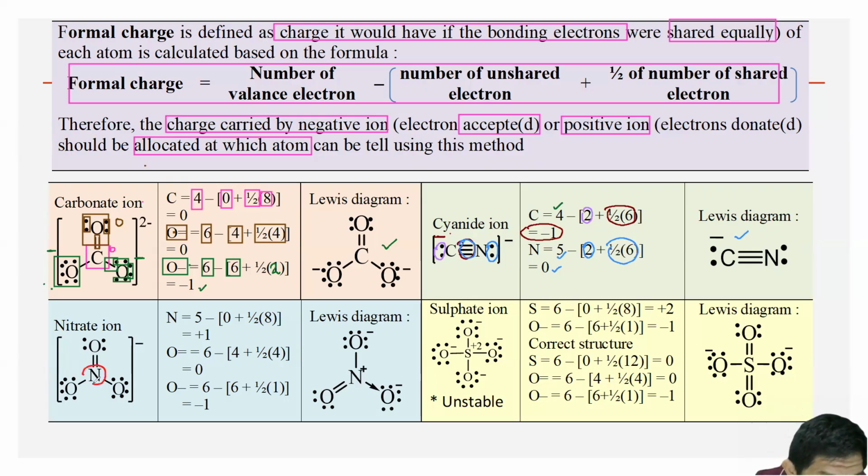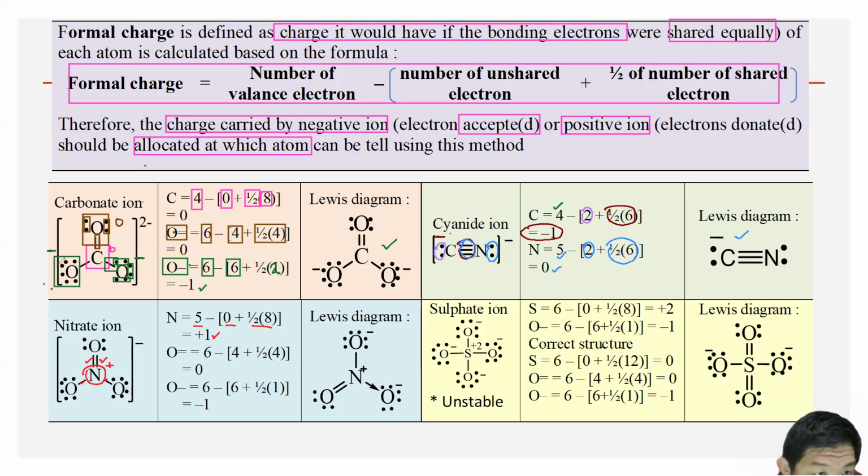Now, as for nitrate, starting from the center atom here, nitrogen, the valence electron of nitrogen is 5 minus, is there any unbonded electron? No. So 0 plus how many sharing electrons? You have 8 in here. So therefore half times 8, which is equal to 4. So 5 minus 4 will give you a positive 1. So you have plus 1 in this nitrogen.